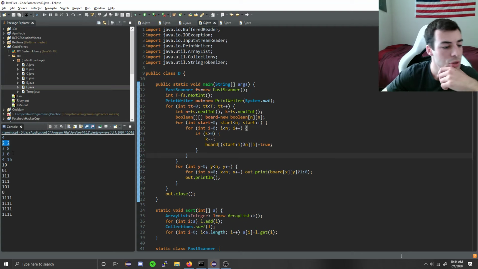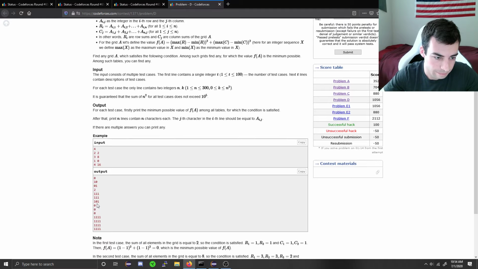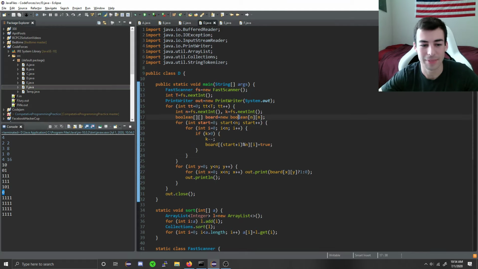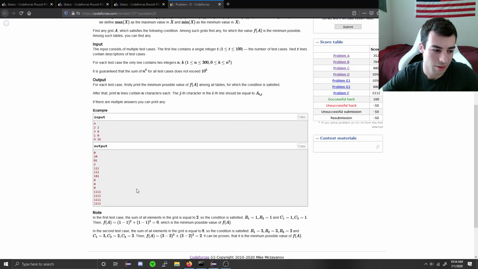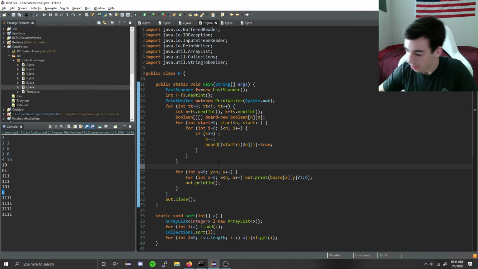All right, 2, 2, we print this thing. 3, 8, we print that thing. 1, 0, we print the 0. I thought there were 3 zeros here. Wait, what are we printing? Oh, the minimum possible value. Oh, that's nonsense. That's ridiculous. Why? Who cares? Ugh.